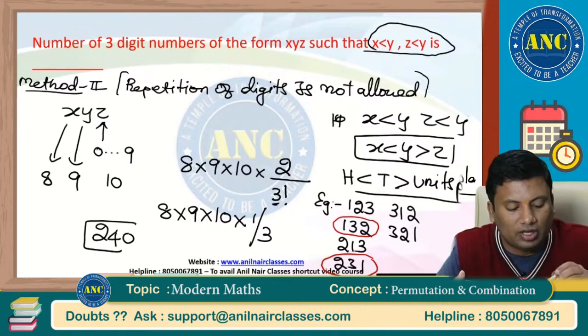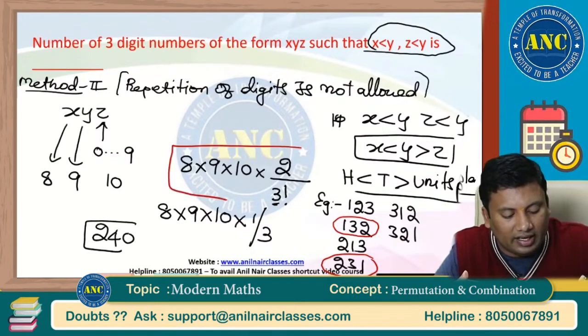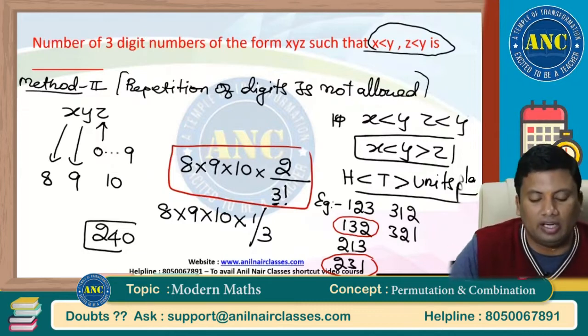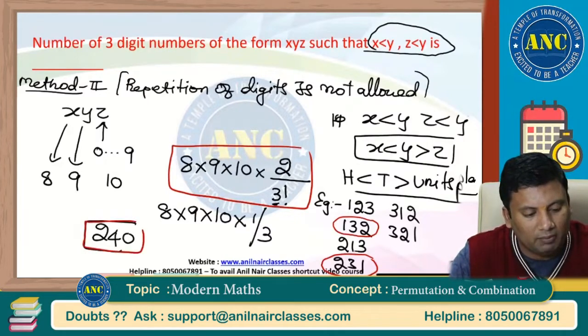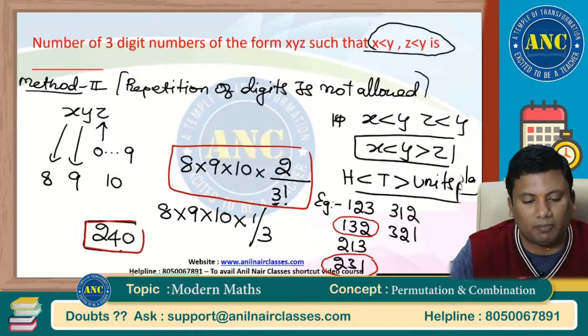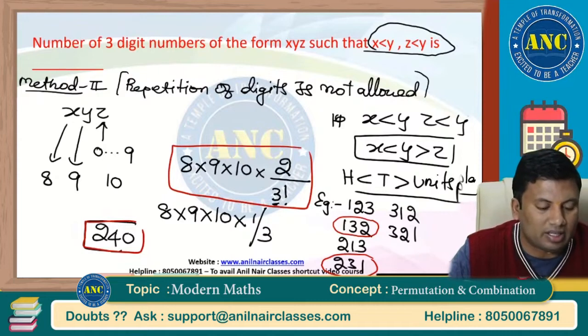So there are two cases that will satisfy. Directly you will get 8 into 9 into 10 into 2 by 3 factorial. So directly the answer is 240. Method number 1 or method number 2, you can take any method of your choice.